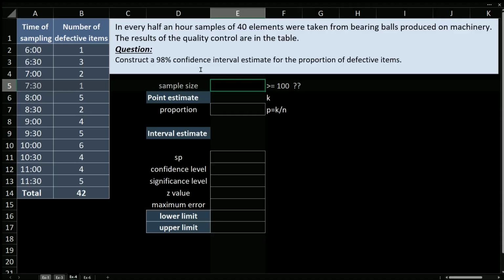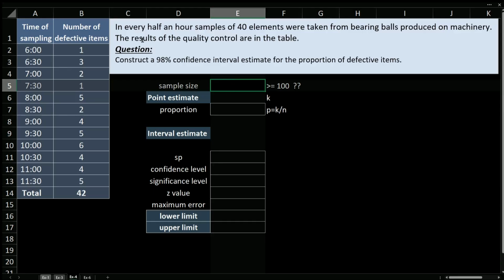This time we want to give the interval estimate for proportion. The sample is given, and we know that if we want to do interval estimate for proportion, we need at least 100 sample size, or the sample size must be large, and we consider greater than or equal to 100 as large sample size. So what is the sample size?